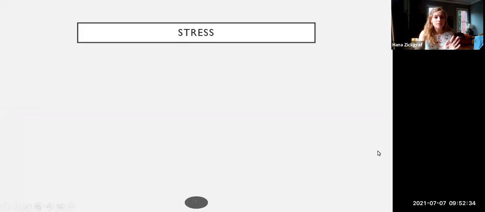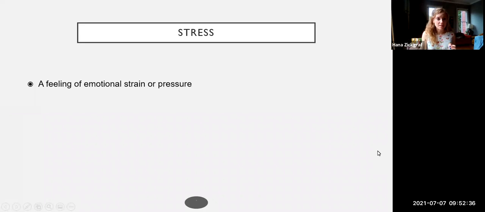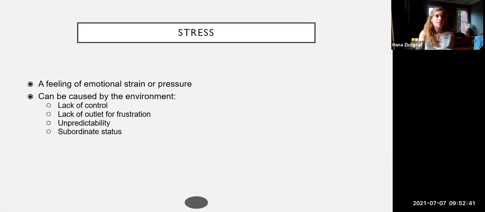Okay, so the psychological definition of stress is pretty basic. It's any feeling of emotional strain or pressure. Stress is often caused by factors in the environment. So an organism feeling like it can't control what happens to it or can't predict what happens in its environment, not having an outlet to express frustration or other emotions, and experiencing social subordination. So being bullied or dominated or lacking authority in your social setting. These are stressors that are shared by humans and non-human species.